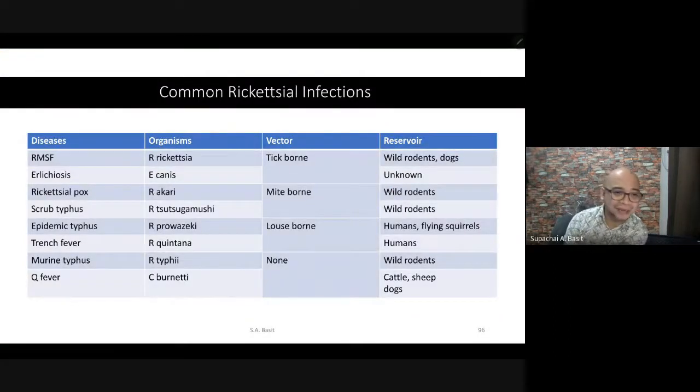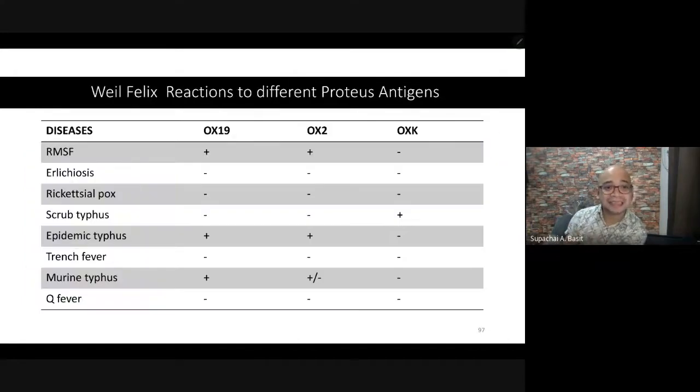So these are the common rickettsial infections. And the Weil-Felix test. What is a Weil-Felix test? If you remember our Enterobacteriaceae discussion, Weil and Felix found out that these people with rickettsia can actually excrete Proteus in the urine. And then they associated Proteus antigen to detect rickettsial antibodies. Hence, we now have the Weil-Felix test.